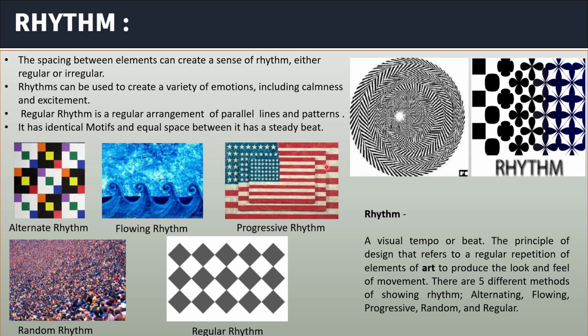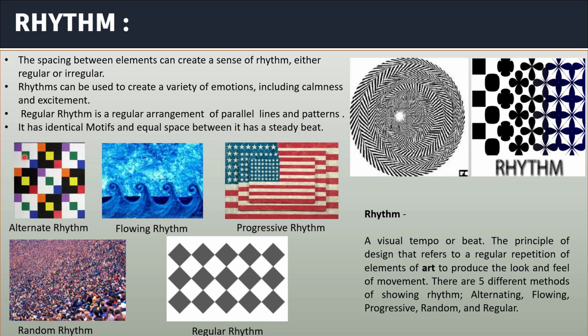Then we have rhythm. The spacing between elements can create a sense of rhythm, either regular or irregular. We have different kinds of rhythm. We have regular, like this diamond shape being repeated, right? And even here you see this pattern is repeating, and then some other pattern is there, but a type of pattern is repeating. First we have squares, then we have this shape, then we have again this shape, the shape is changed over here. Likewise, then we have our alternate rhythm.